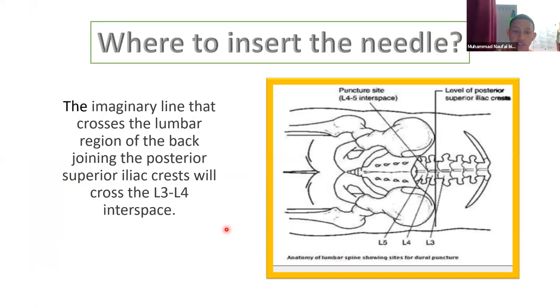Where to insert? As I said before, it is at the imaginary line that crosses the lumbar region of the back, joining the posterior superior iliac crests, which crosses at L3 and L4. Looking at the superior iliac crest, we cross at L3 and L4, between the L3 and L4 vertebrae.